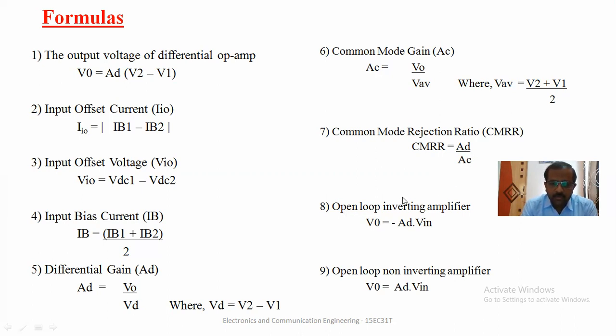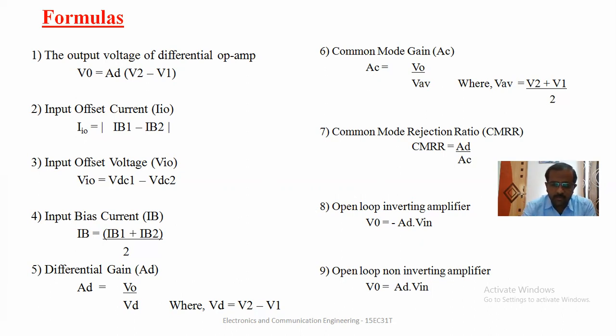The output voltage for the open loop inverting amplifier is V0 = −AD × VN. In the same way, the output voltage equation for the open loop non-inverting amplifier is V0 = AD × VN. So all these are the important formulas required in order to do the sample problems here.